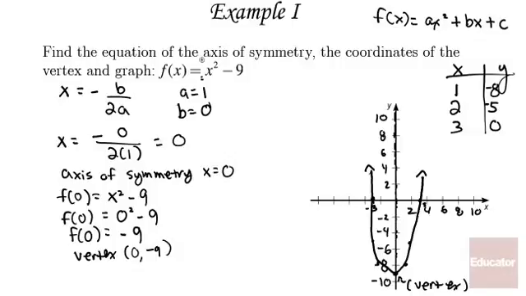So checking, I did find the equation of the axis of symmetry, x equals 0. I found the coordinates of the vertex, and that was 0, negative 9. And I graphed by finding some points and then reflecting across using the axis of symmetry.